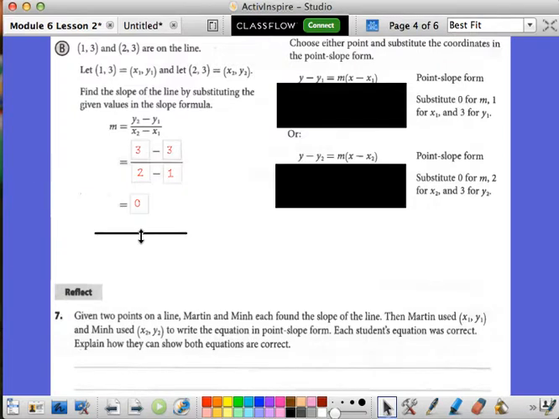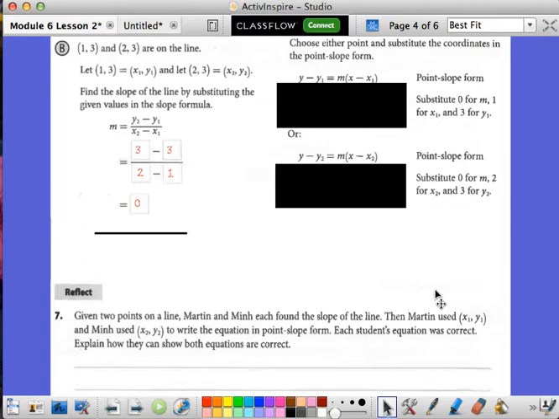3 minus 3 is 0. 2 minus 1 is 1. 0 divided by 1 is 0. So I know that this line has a slope of 0. This tells me then that my line is a straight horizontal line. And you can tell that here by looking at the fact that your y value is always the same. That means your graph doesn't go up or down, it just stays at a constant spot.